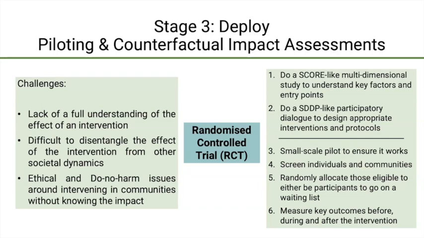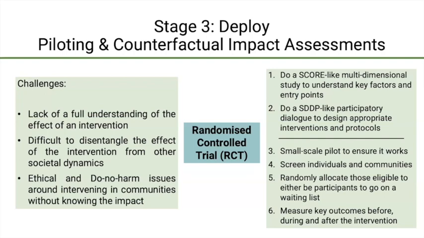You randomly allocate those who you've screened to be eligible to either be participants of the intervention in its first wave, or to go to a waiting list where they'll receive the intervention at a later stage. The reason for doing this randomization into two groups, this is having a control group, is so that at a later point, when you compare the baseline and the end line of the group that received the intervention and the group that didn't, the community or the individual, that will give you evidence that addresses some of the challenges that I spoke about earlier. So it will help us disentangle the effect of the intervention from other societal dynamics.